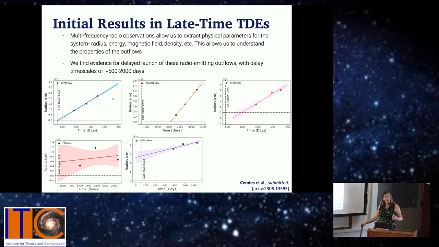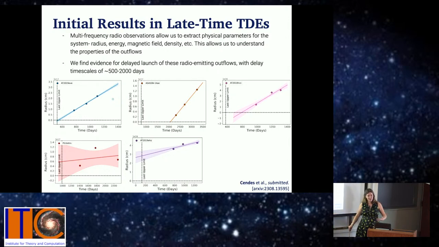We don't have several SEDs yet for all of our objects. Some of them are just one. But we have a few that we have several observations, so we can start saying some interesting things and looking at the physical parameters of the outflows. One of the most naive things we were just trying to do is, okay, time in days, radius, let's try to see if we can estimate the outflow launch velocity. It definitely worked better on some of these than others, let's put it that way.